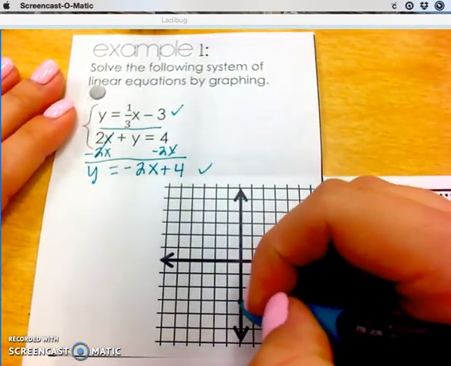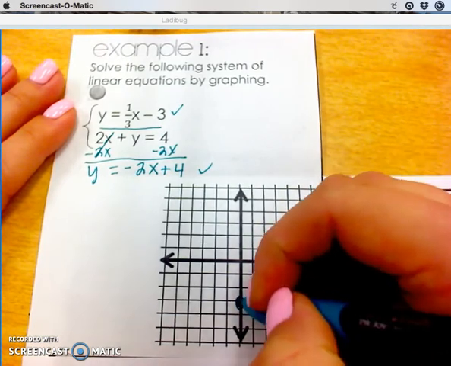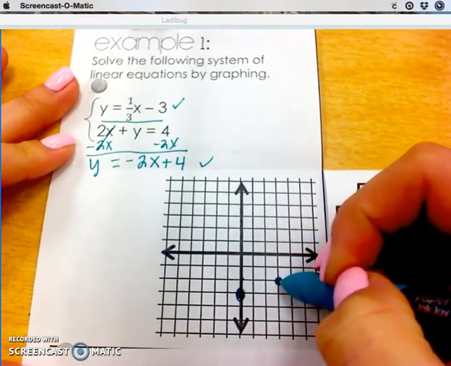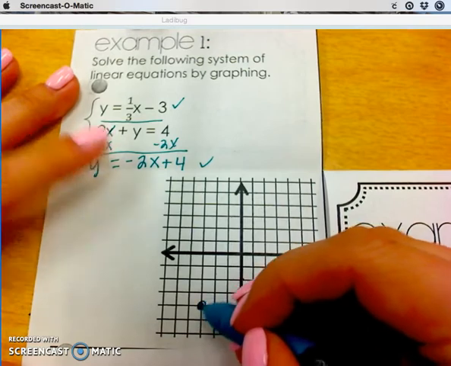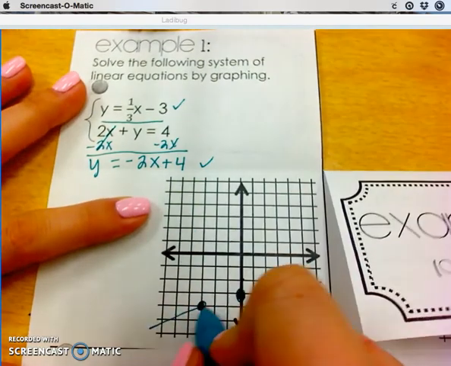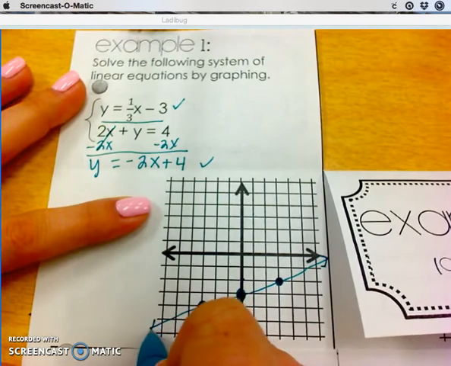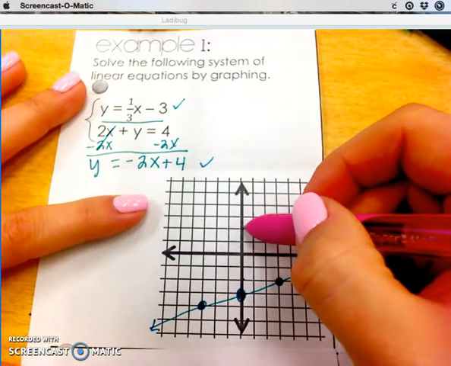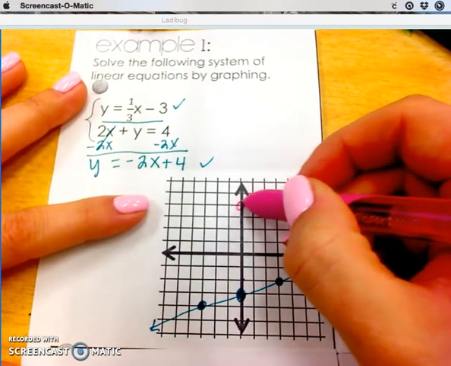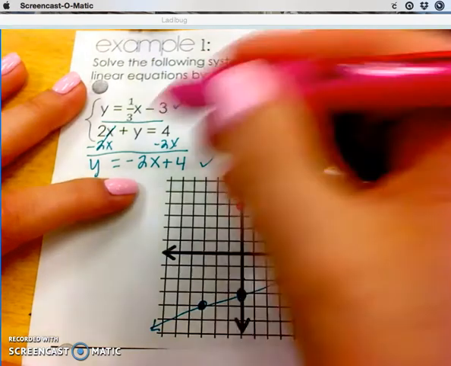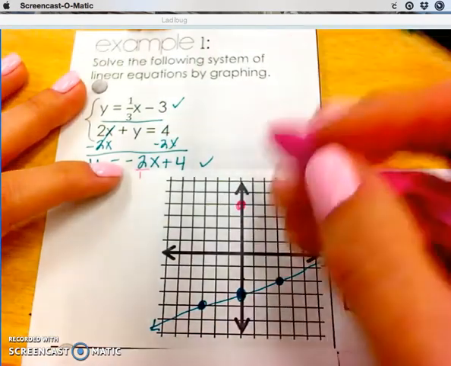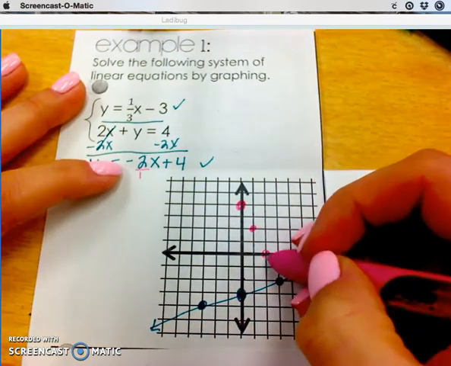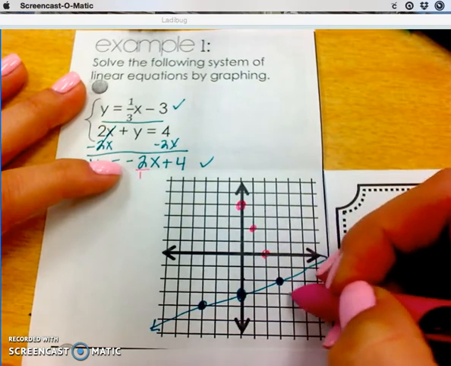Start at negative 3 for my first line. I'm going to follow my slope: rise 1, right 3, or down 1, left 3. That is the first line. And then my second line says to start at positive 4 on the y-axis. 1, 2, 3, 4. And I'm following a slope of negative 2, which is just negative 2 over 1. So down 2, right 1, down 2, right 1, down 2, right 1, and you can keep going.